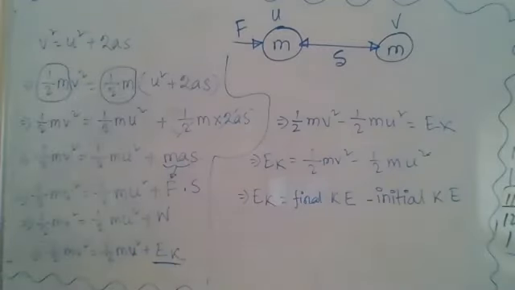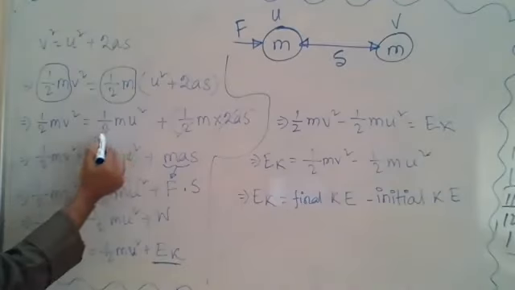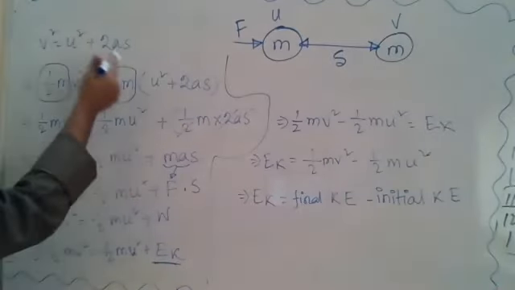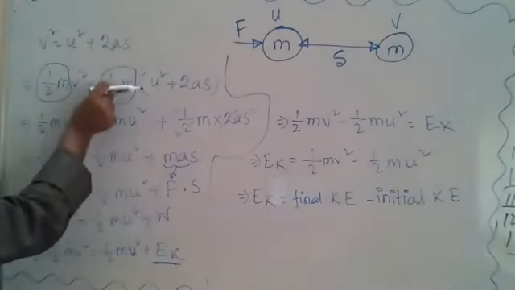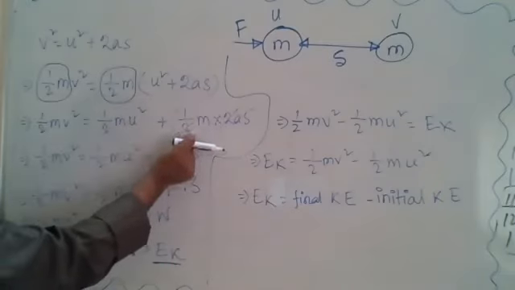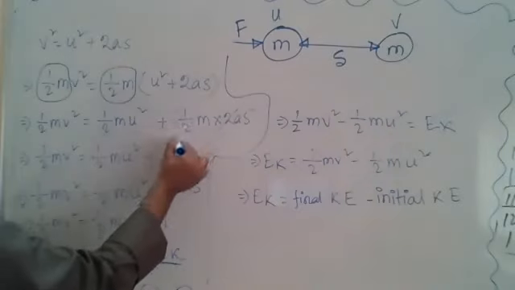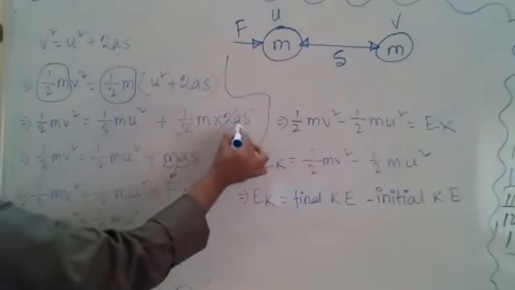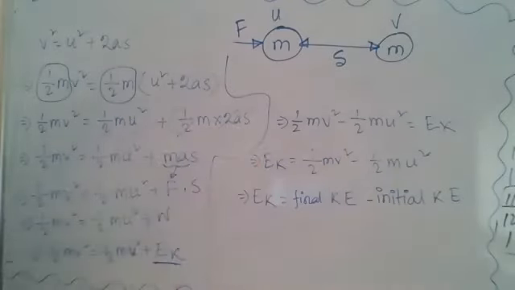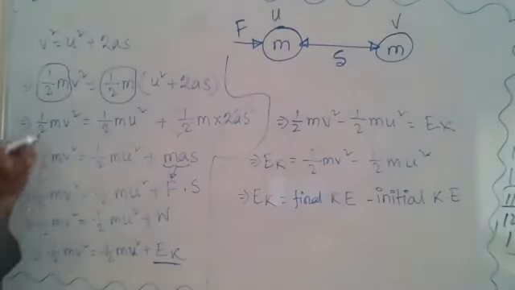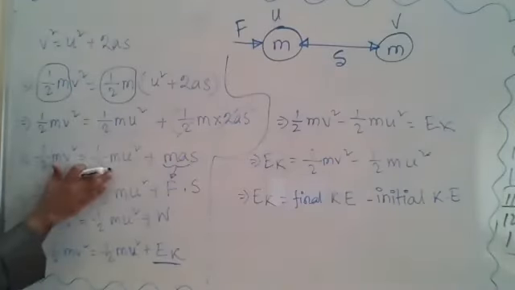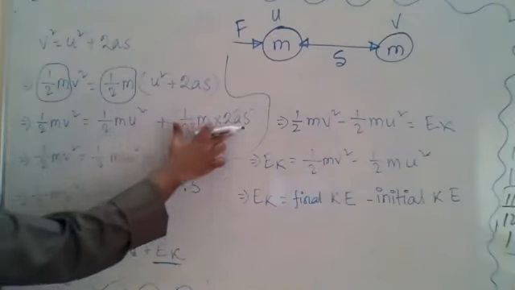Then what will happen? Half m v square, and half m will be multiplied with u square first, so it will become half m u square when the bracket is raised. Then half m will be multiplied with this one also, half m into 2as. So here 2 and 2 cancel each other. m into as will become mas. The rest of the part is the same. Half mv square, half mu square, they are the same. This is becoming mas.